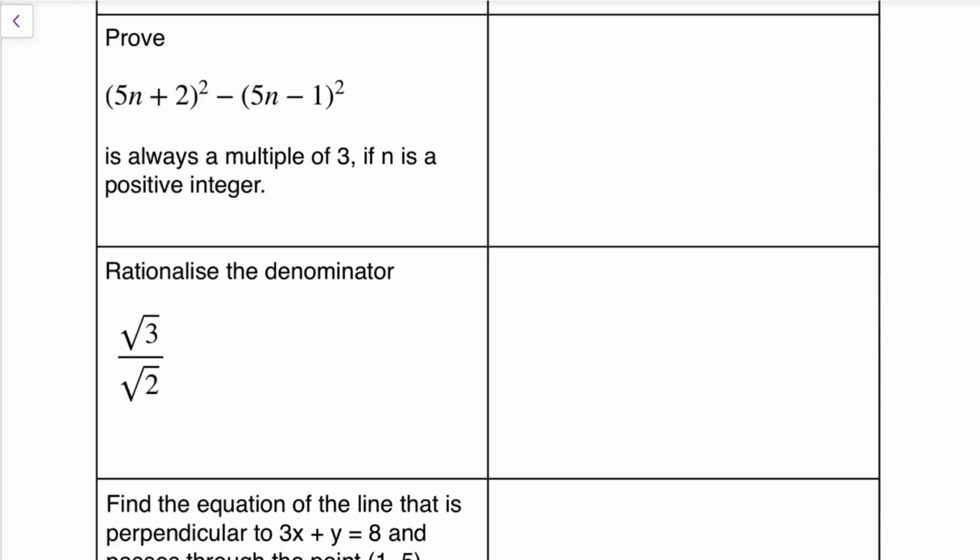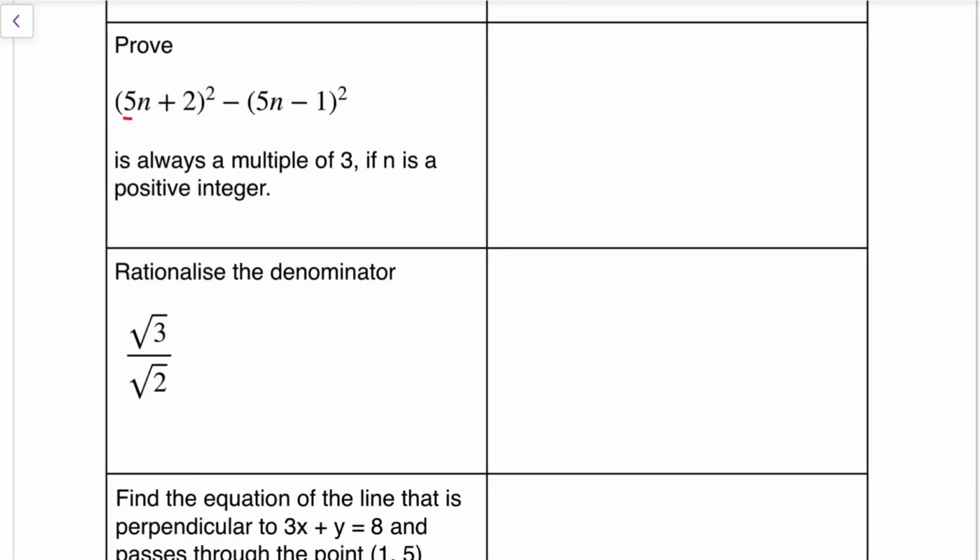Prove that the statement there is always a multiple of 3 if n is a positive integer. Well, even if you don't know what you're doing, you get a mark for this just for expanding. So if I expand the first bit, that's going to be 25n squared plus, well, 2 times 5 is 10, then double it is going to be 20n, and then 2 squared is 4. Now, you've got to be careful because I'm taking away all of these. So take away 25n squared. Minus 5 times 1 is minus 5.